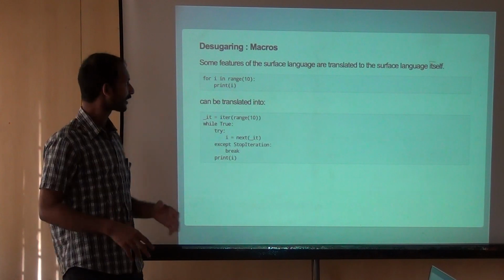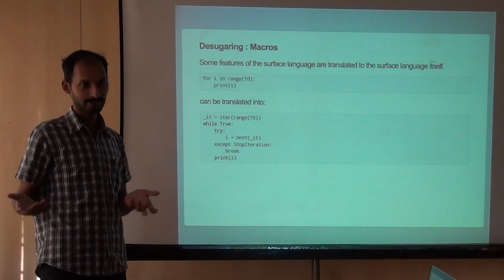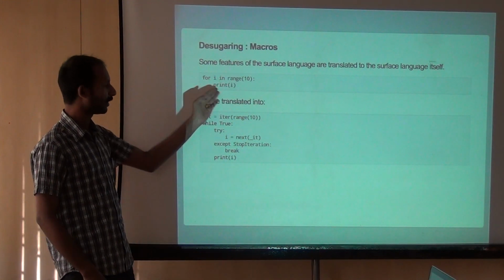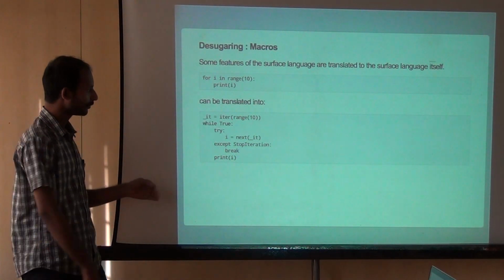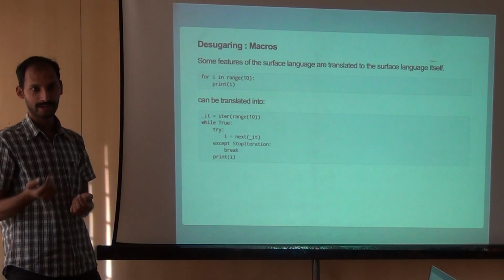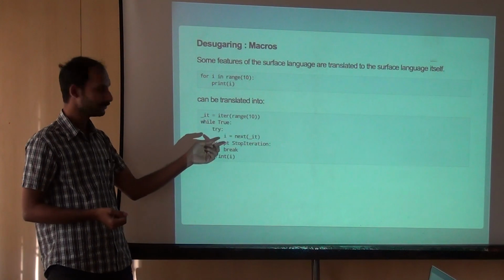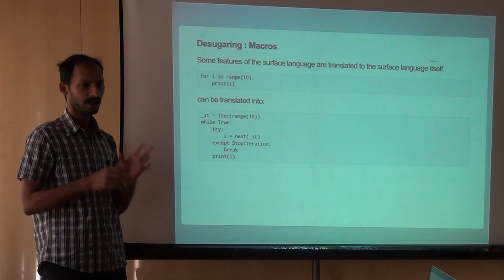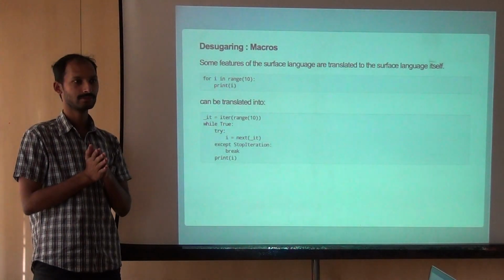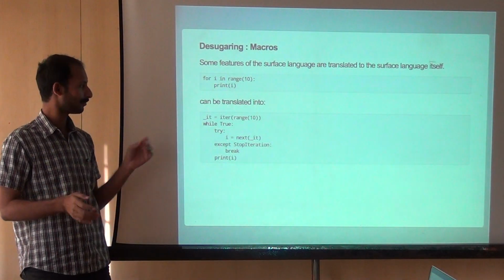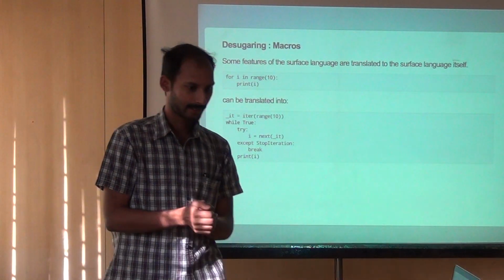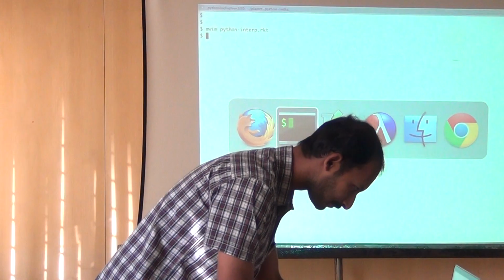For example, a for loop is actually a glorified while loop. If you see Python for i in range 10, print i, this can be translated into underscore id is iter of this, that gives me an iterator in Python, while true. So, how many of you know what iterators are in Python? Let me explain that first before I get into this. Python iterators, we'll just give a quick demo of what an iterator is.